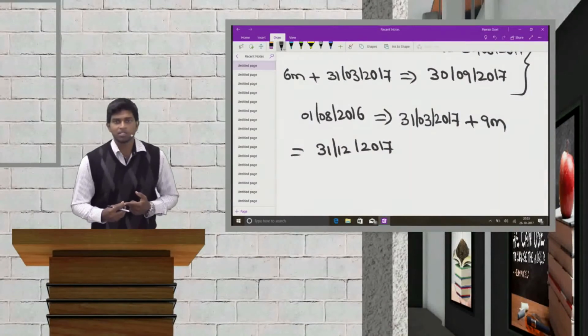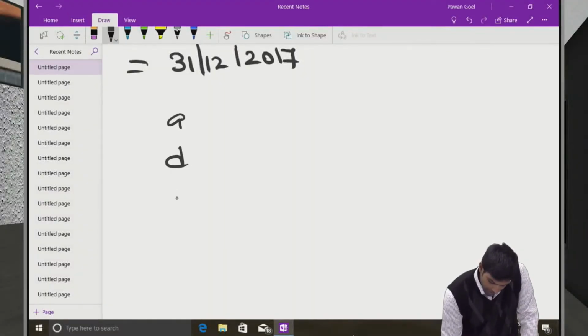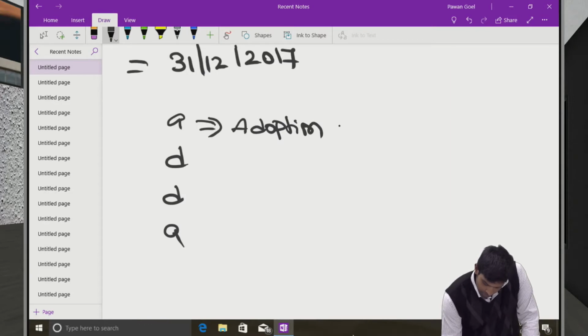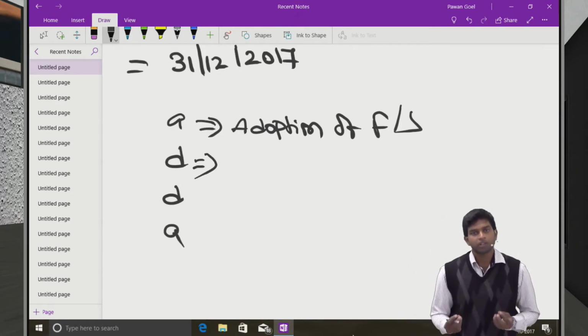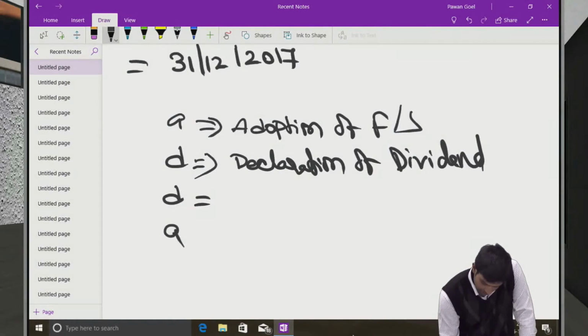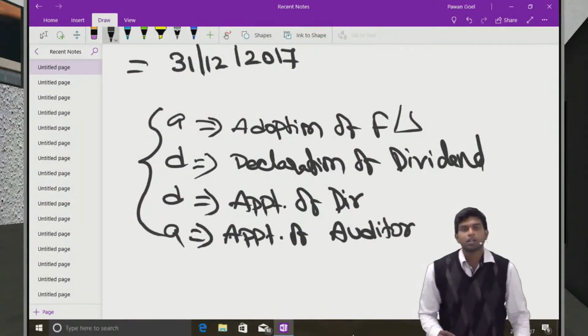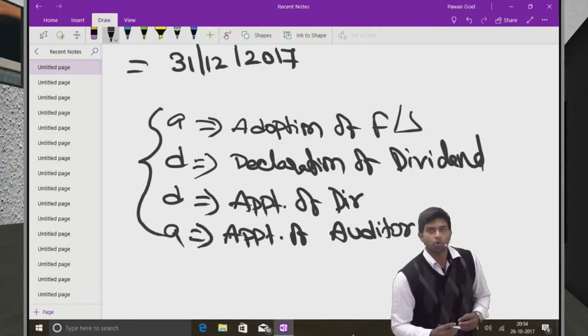To understand what is an ordinary business, there is a shortcut, that is ADDA. Let's see what it is. A, adoption of financials, that is adoption of balance sheet and profit and loss account for the financial year. Then D, declaration of dividend. Then D, appointment of director. A, appointment of auditor. So these 4 items are called ordinary business. Anything other than these 4 is a special business.